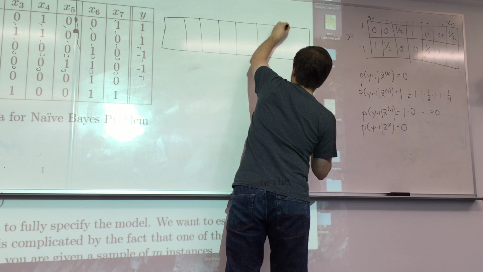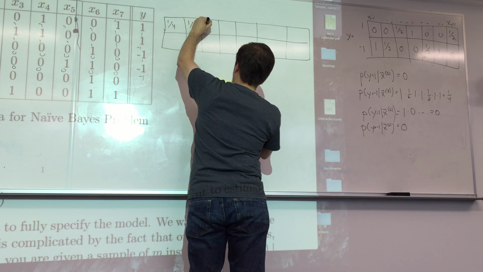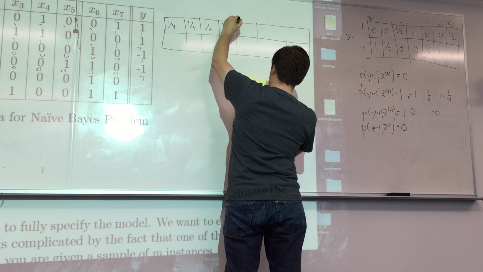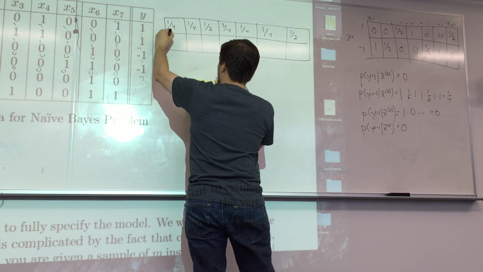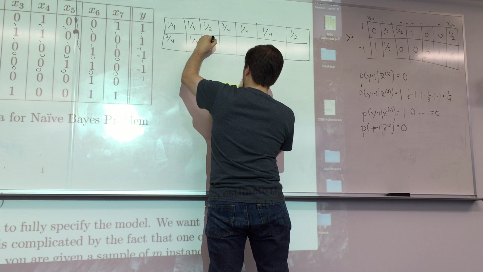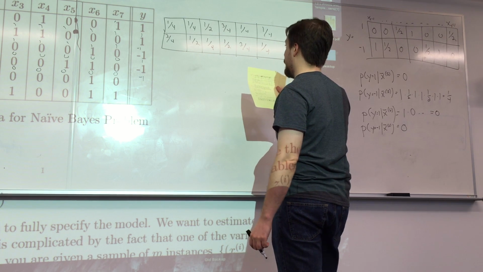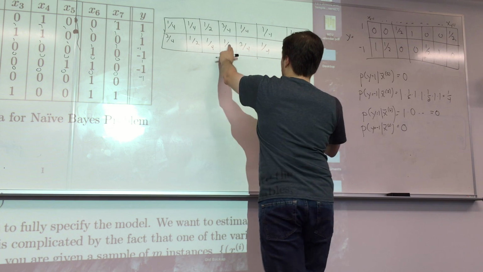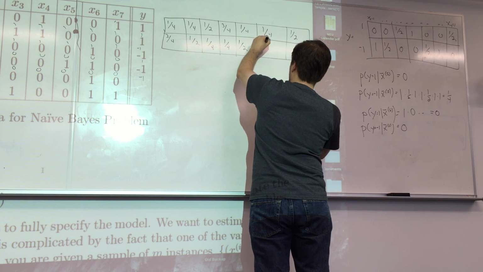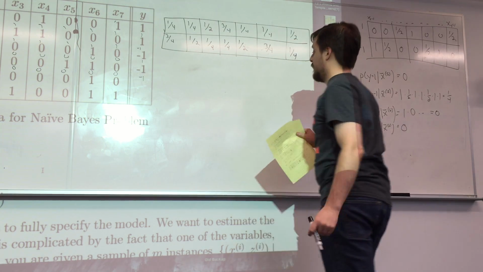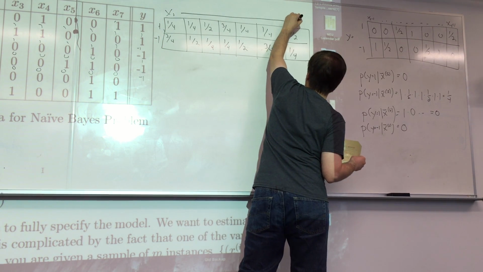2, 3, 4, 5, 6, 7. 1 4, 1 4, 1/2, 3/4, 1 4, 1 4, 1/2, 3/4, half, 1 4, and something went wrong. 3/4, 1/2, 1 4, 1 4. And this is 1, -1, -1, 7.